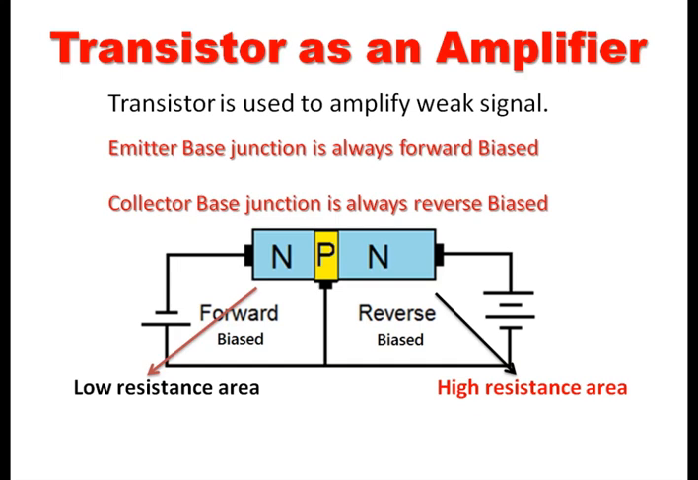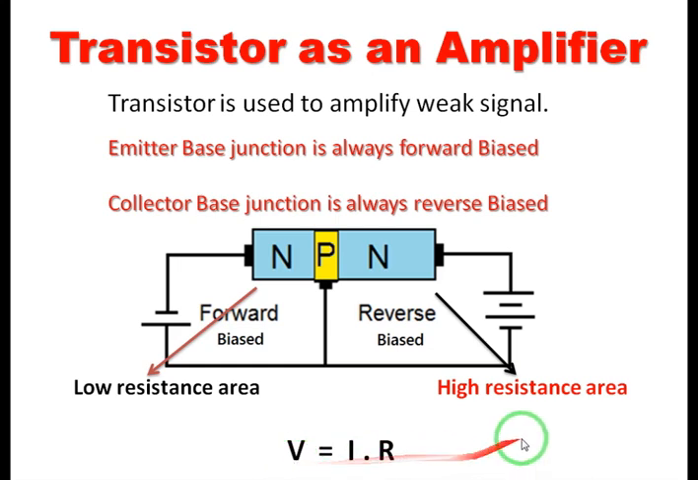How is the transistor raising the voltage level of an input signal? The answer is simple. It is the basic principle, Ohm's law, which says that V is equal to IR. Voltage is directly proportional to the resistance. If resistance is high, then the voltage will be high.